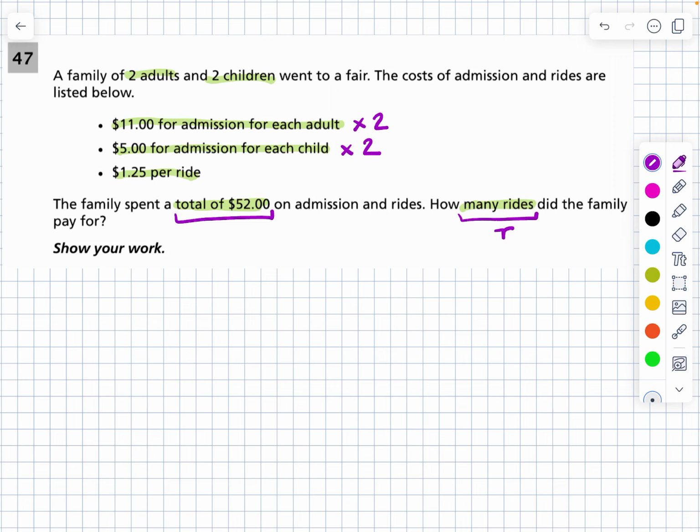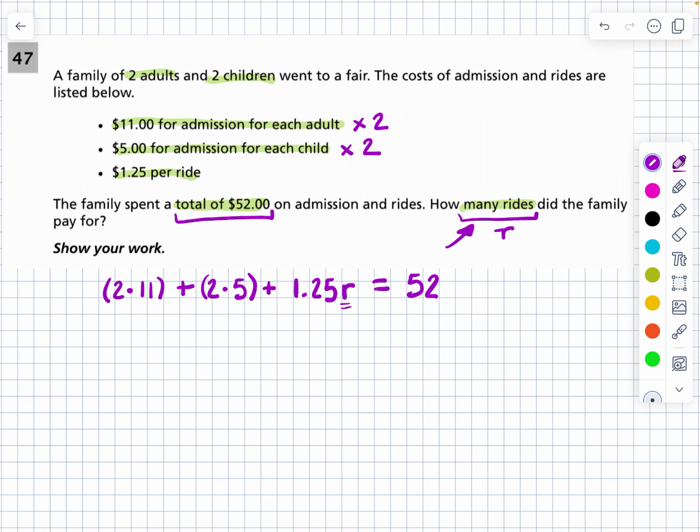So you know the admission for each adult, and you know there's 2 adults, so we can start right there. We can say, okay, we've got 2 times 11, and we can put that in parentheses if we want. And then we want to add to that 2 times 5, because we have 2 child tickets. And then we want to add to that $1.25 for each ride, and our goal is to find out how many rides. So it's $1.25 times r. This is what we're looking for. And that is equal to a total of $52, because they give us that.